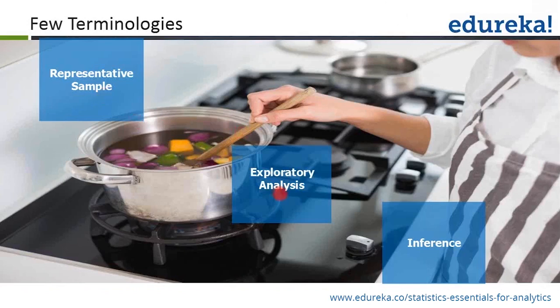Once you take the teaspoon of soup, you check whether salt is added properly, all the vegetable ingredients are in proper mix, and so on. This process is called exploratory analysis. And based on how the salt and other ingredients are checked using the teaspoon of soup, you make a decision or an inference about the soup as a whole. So this process is called inference. Okay, so why is this relevant? Why am I bringing this analogy to what we are going to learn in statistics?